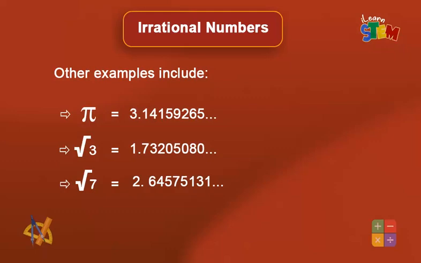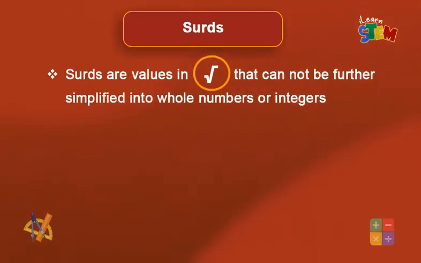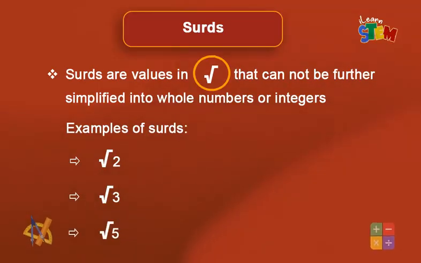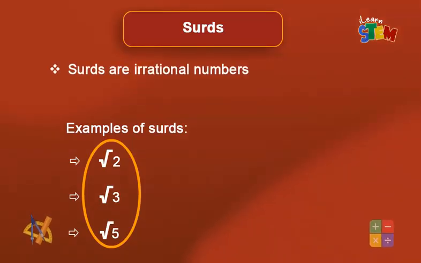Next, we will look at surds. In mathematics, surds are the values in square root that cannot be further simplified into whole numbers or integers. Examples of surds are √2, √3, √5, etc. Looking at the examples shows us that surds are irrational numbers, as they cannot be further simplified.